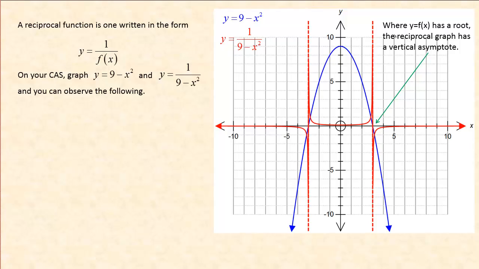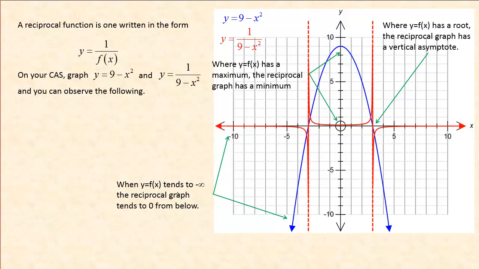First of all, we can see y equals f of x has a root, crosses the x-axis just here. And at that point, the reciprocal graph has a vertical asymptote, which we can see with the dashed line. And the same over here with this root. So at this root of the blue curve, the red one has a vertical asymptote. Where f of x has a maximum, so here, the reciprocal graph has a minimum, down here.